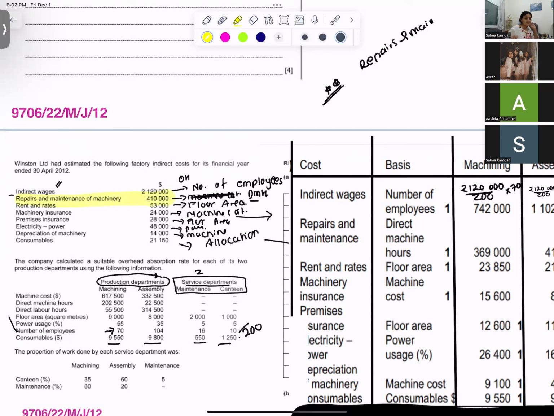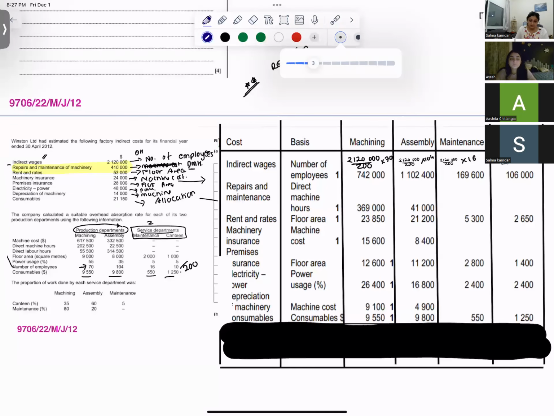Machine hours. I always mess this up because our textbook says that anything related to non-current assets should be distributed on the basis of cost of non-current assets. But here this is correct: repairs and maintenance based on direct machine hours. This is when you complete your allocation and apportionment and you have distributed all the expenses on a suitable basis. Are you with me?